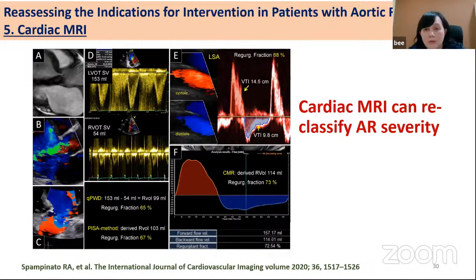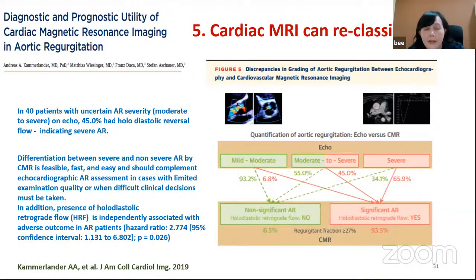Prof, you touched on CMR in assessing aortic regurgitation severity. So there's this paper that looked at the role of cardiac MRI to reclassify the severity of aortic regurgitation. Now, CMR can be used to quantify aortic regurgitation severity in cases where the echo examination is suboptimal or when the clinical findings do not correlate with the echo findings. And this is actually recommended in the present guideline.